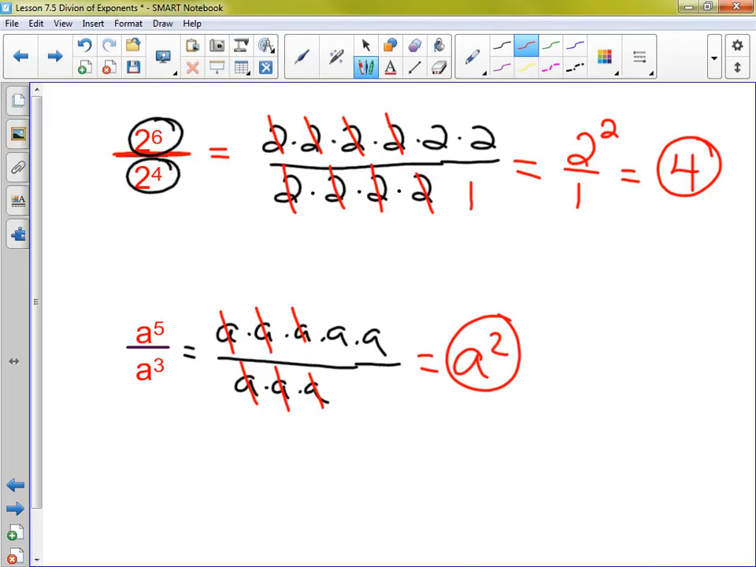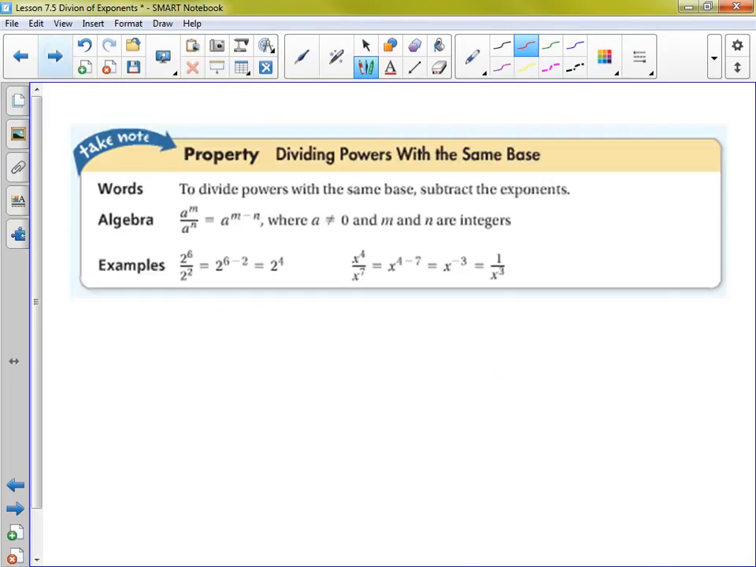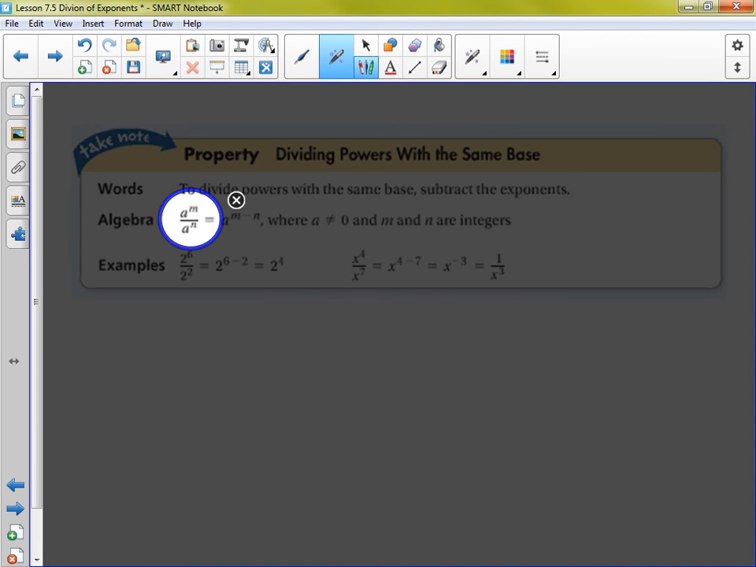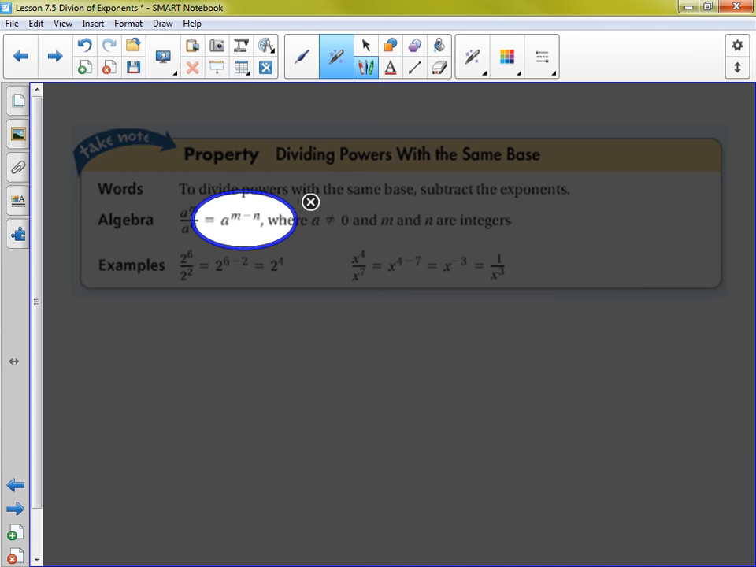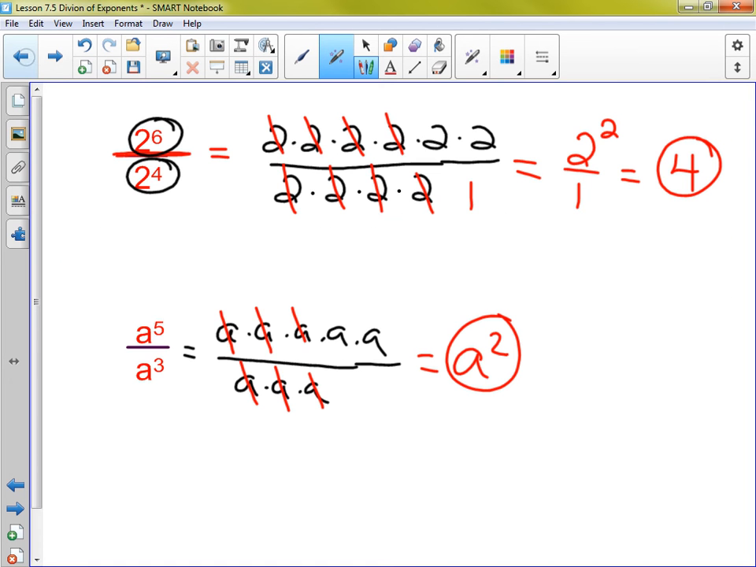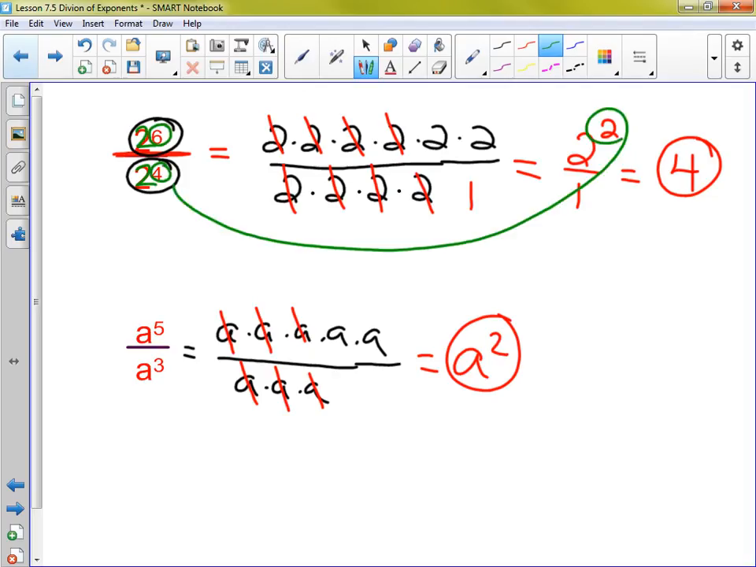So in math, recognizing this pattern, mathematicians have come up with a rule. And the rule is, if you have like bases, and you're dividing the like bases, then all you really need to do is subtract the exponents. So if I go back to this example, what I could have done is notice that 2 to the 6th power and 2 to the 4th power have the same base. 6 minus 4 is 2. And in the second one, a to the 5th over a to the 3rd, 5 minus 3 is 2.